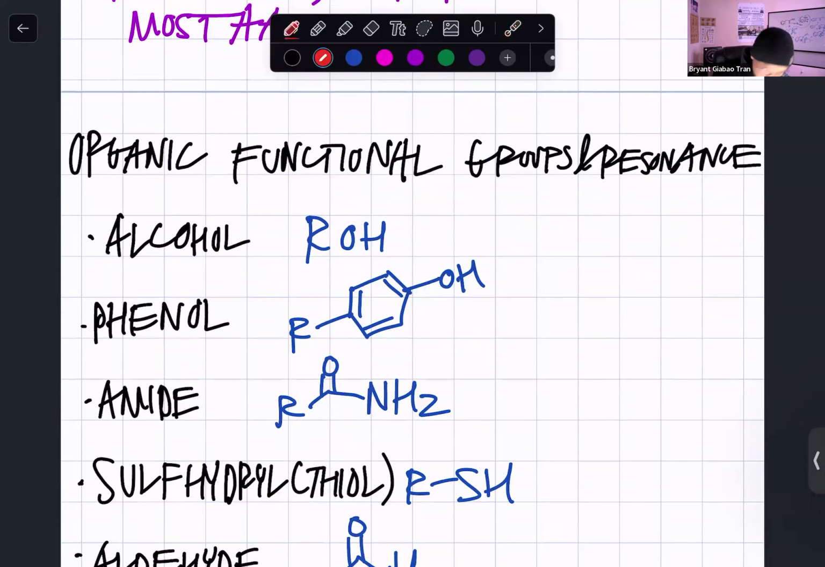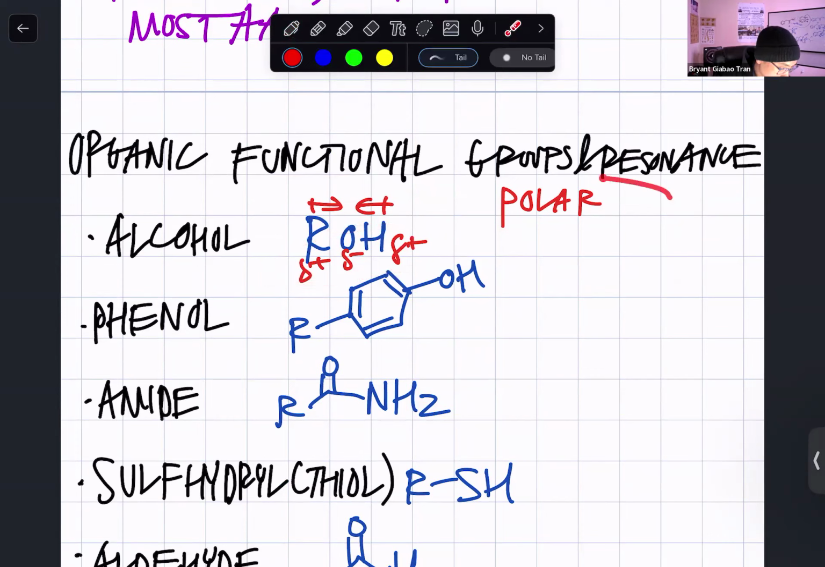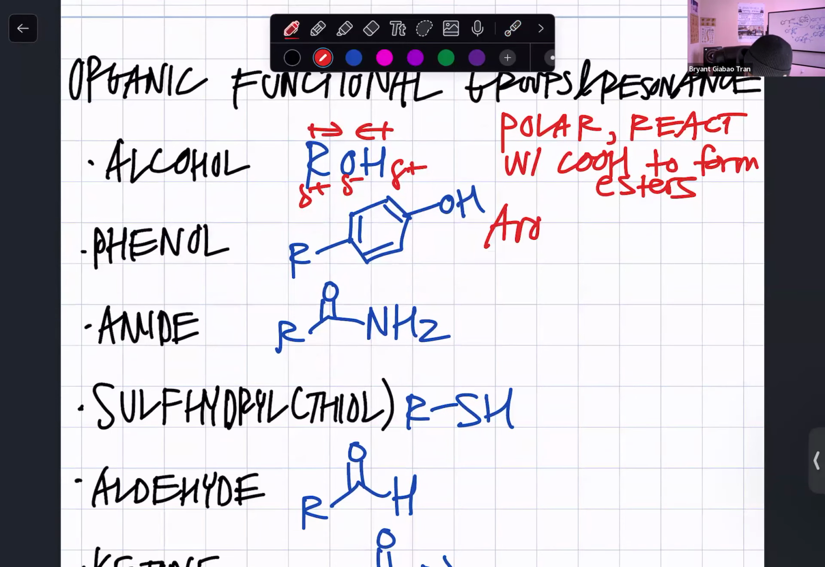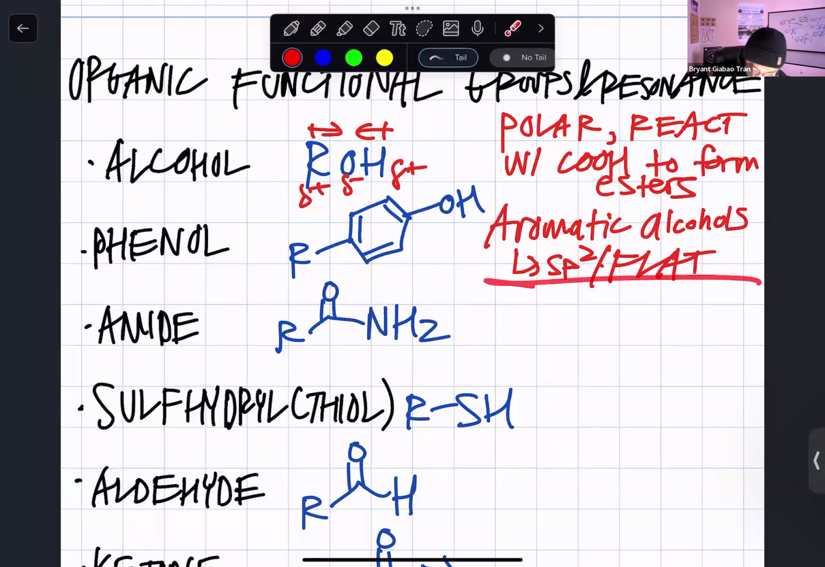So alcohol is a polar functional group because this oxygen here is electronegative, more electronegative than the hydrogen and R group, making it have a dipole moment and therefore a polar functional group, right? So these alcohols here can react with carboxylic acids to form esters, right? Now, for the phenolic groups, you can consider that as aromatic alcohols. And because it's aromatic, it's going to be sp2 hybridized and flat, which is important because it could pass through the blood-brain barrier, right?